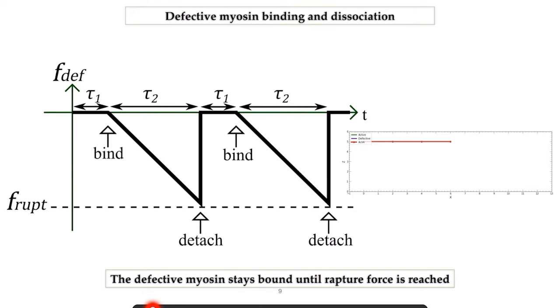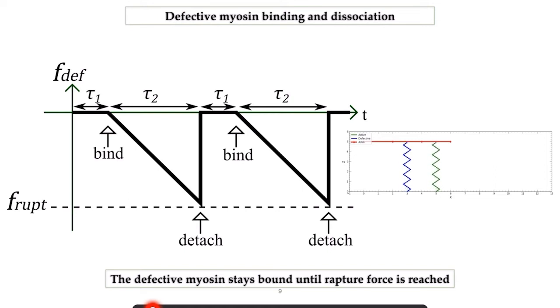Looking at the figure on the left, we see that after the time tau 1, the defective motor binds to the actin filament, and this marks the beginning of time tau 2. The defective myosin stays attached to the actin filament, elongates for time tau 2 until the force reaches the rupture force, which forces it to detach.